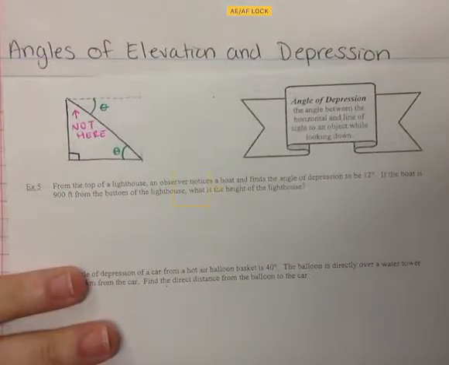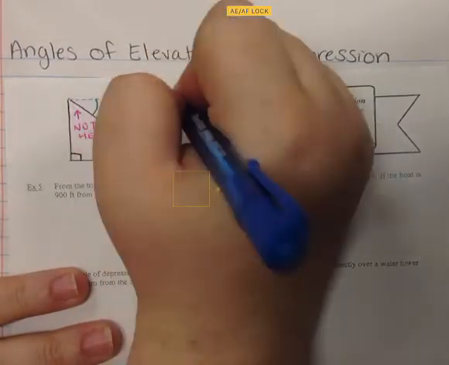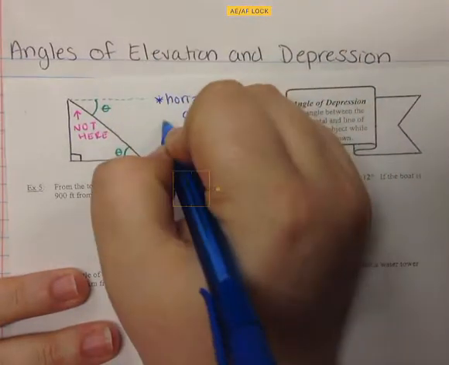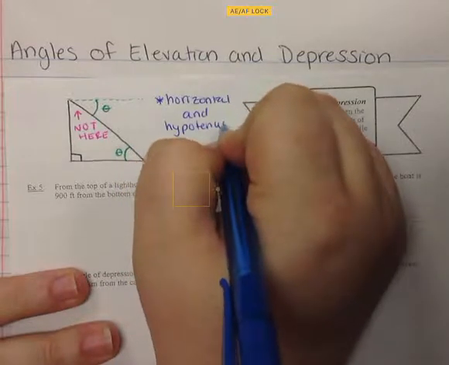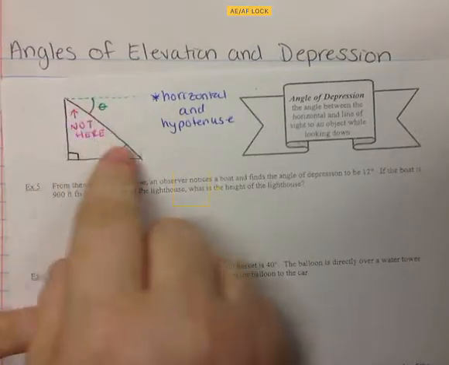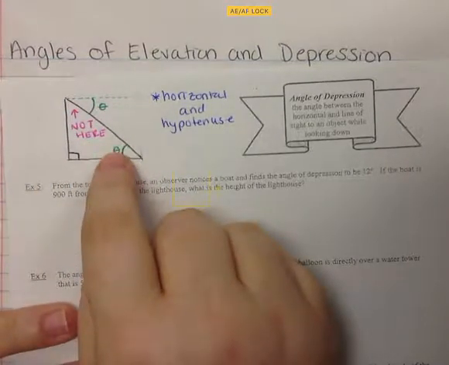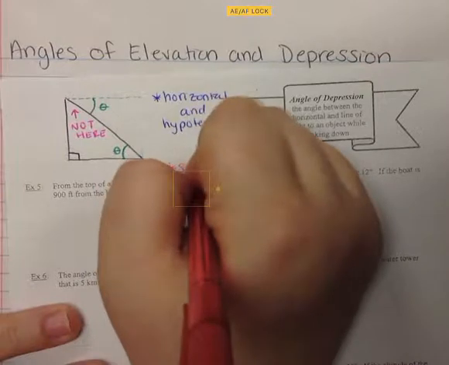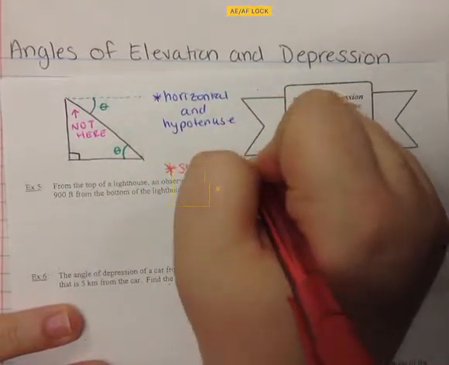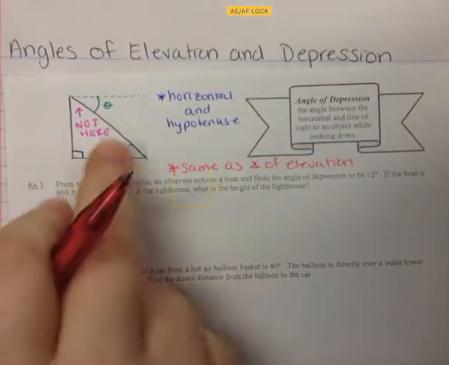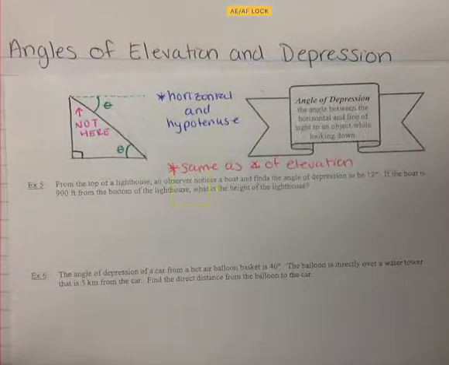So the angle of depression is between the horizontal and hypotenuse. And actually, that's the exact same thing as the angle of elevation. Since these are parallel lines and we can do alternate interior angles, this is the exact same angle as the angle of elevation. So we can say this is the same as the angle of elevation. So even though it says angle of depression, you could put the angle of depression inside the angle of elevation because it's the exact same angle.